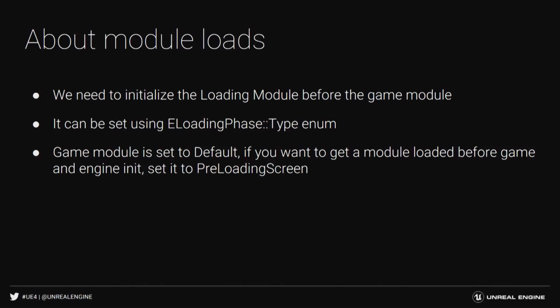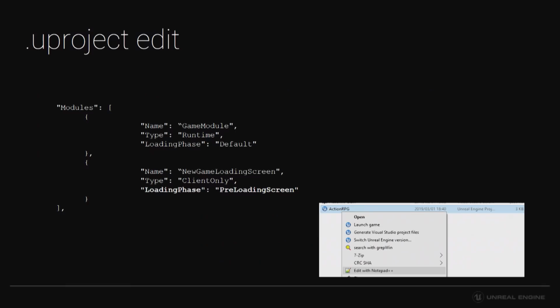Because we are making a loading module, it has to be initialized before the game, because you can possibly have a loading kicking in even before the game starts. So this has to be defined. This is actually defined by an enum inside of the Unreal Engine called a loading phase type. So just look for it and see all the options you have. I think for loading screen, the one called preloading screen, which is the one right before default, which is the game one, is actually the best.